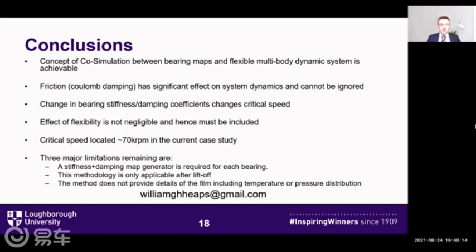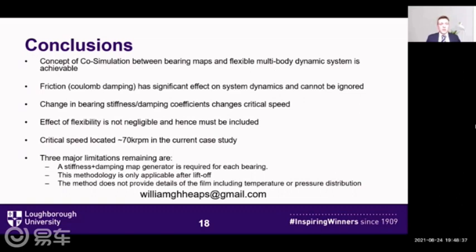The effect of flexibility is not negligible and hence must be included when performing studies such as this, and this is evident from the stark difference between the rigid and flexible body analysis of those four plots. We've seen that the critical speed of the system was located at 70,000 RPM for the current case study and the model used within this.